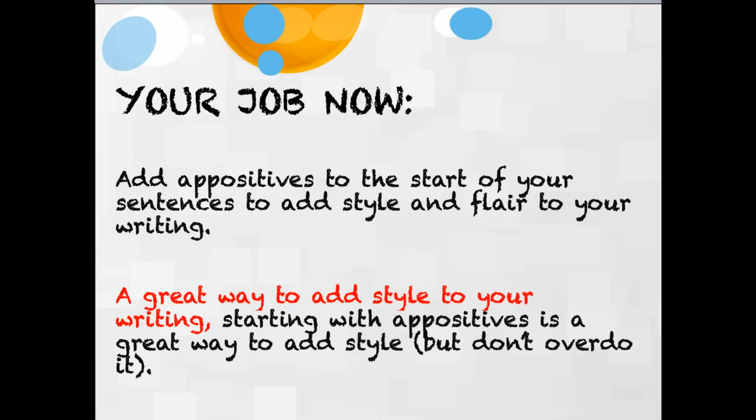Your job now. Add appositives to the start of your sentences to add style and flair to your writing. A great way to add style to your writing, starting with an appositive, is a great way to add style. It's kind of repetitive, but just don't overdo it. What I mean is you want to have sentence variety, so start a few sentences with appositives, some with infinitive phrases, and so on and so forth. That way it's not always the same exact way you're starting your sentences.